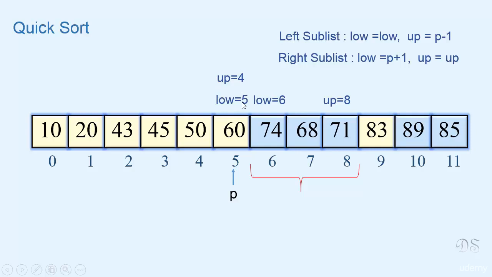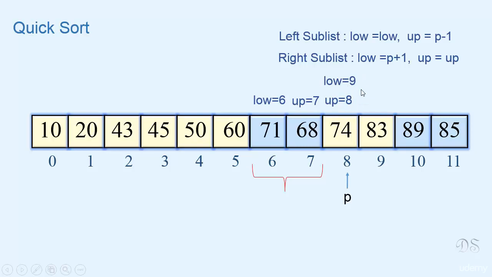We can see for this left sublist, low is greater than up. So there is no left sublist. Now we take this right sublist. Here 74 is the pivot. It is placed at proper position. Now for left sublist, low is 6, up is 7. For right sublist, up is 8 and low will be P plus 1. So low will be 9. So we can see that for right sublist, low is greater than up and so there is no element in the right sublist. For this left sublist, 71 will be the pivot.